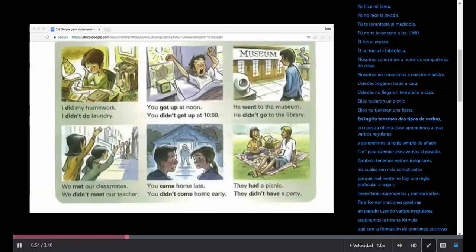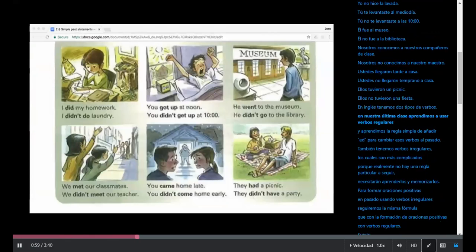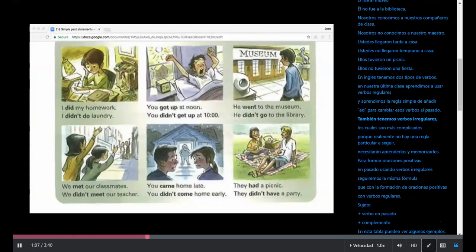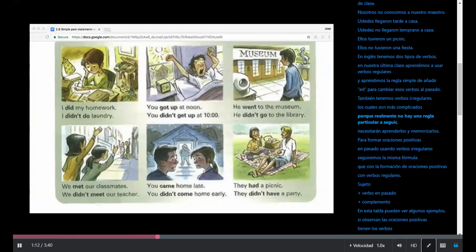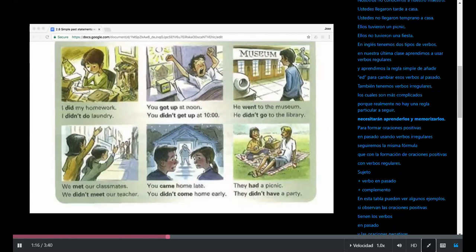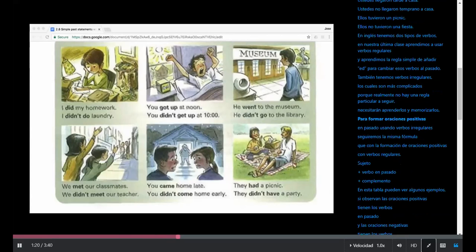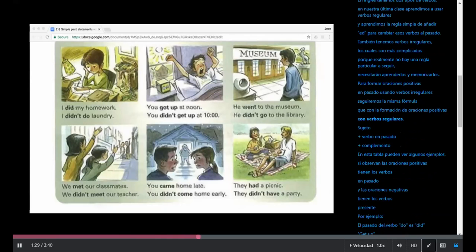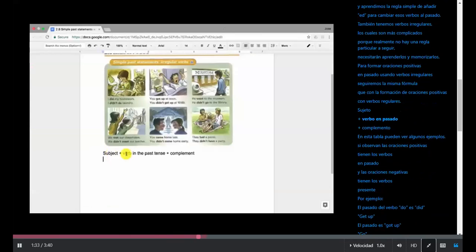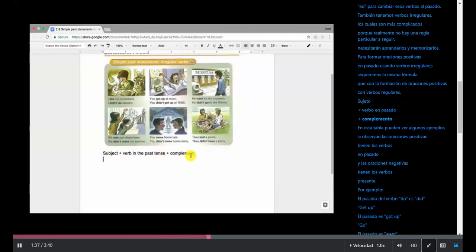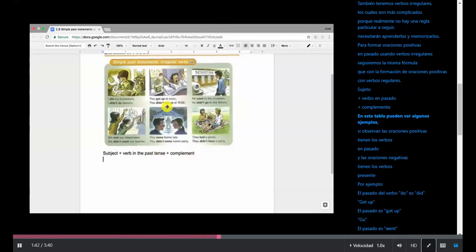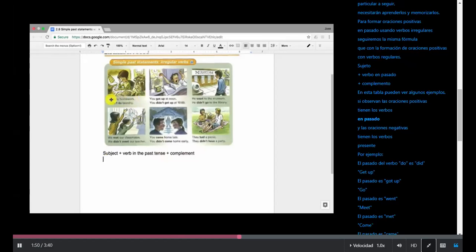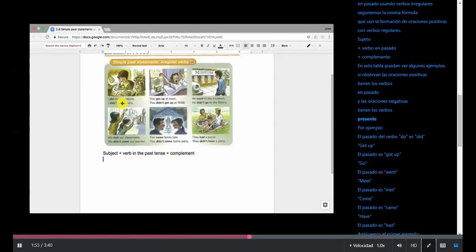In English, we have two types of verbs. In our last class, we learned how to use regular verbs and learned the simple rule of adding ed to change those verbs to the past tense. We also have irregular verbs, which are more complicated because there really isn't a particular rule to follow. You will need to learn them and memorize them. To form positive statements in the past using irregular verbs, we will follow the same formula as with forming positive statements with regular verbs. Subject plus verb in the past tense plus complement. On this chart, you can see a few examples. If you notice, the positive statements have the verbs in the past tense, and the negative statements have the verbs in the present tense.